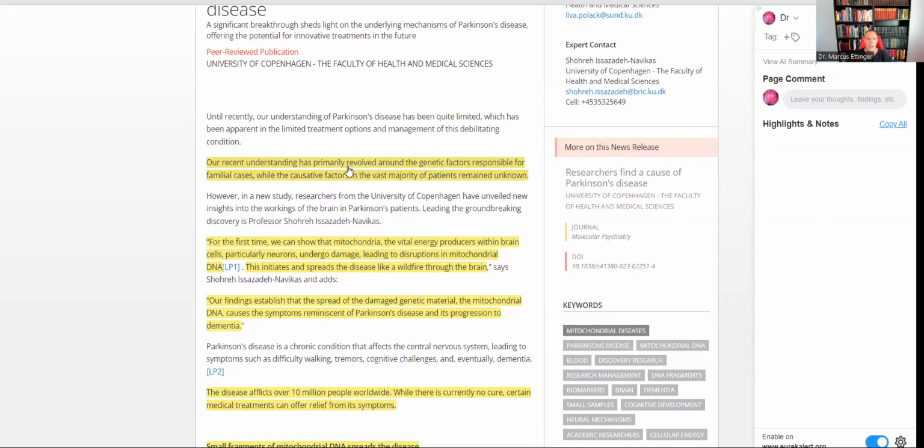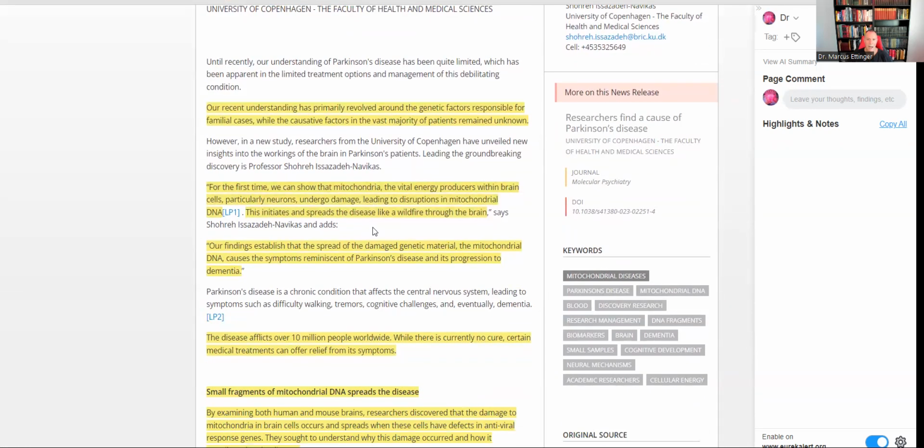Now, our recent understanding has primarily revolved around the genetic factors responsible for familial cases, things that run in the family, while the causative factors in the vast majority of patients remain unknown. So everybody's been focusing on, is there any family history of Parkinson's or Alzheimer's or even dementia? I mean, we're going to overlap here. These guys focus on one thing, but you could really relate it to a lot of other neurodegenerative conditions. For the first time, we can show that mitochondria, the vital energy producers within the brain cells, particularly neurons, undergo damage, leading to disruptions in mitochondrial DNA.